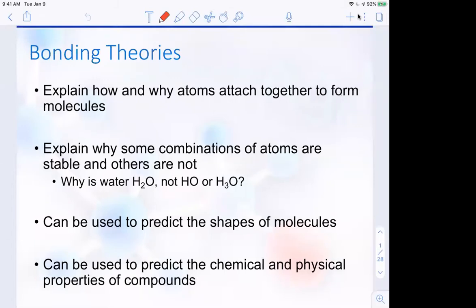So we need to be able to draw Lewis structures of various organic molecules. These structures can also be used to predict the chemical and physical properties of compounds. As we are going to see, the actual three-dimensional structure of molecules has a lot to do with what type of physical properties compounds have. And as we learn about organic functional groups, we're going to relate all of this back to the type of structure that you get when you draw Lewis structures for these various organic molecules.